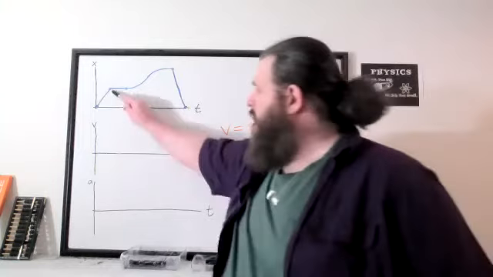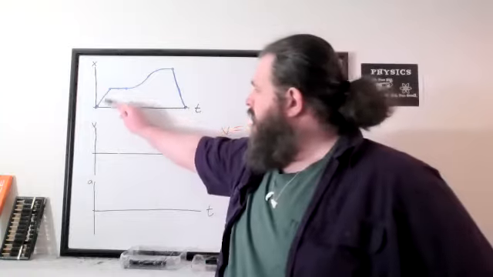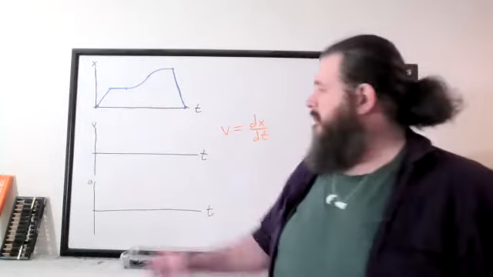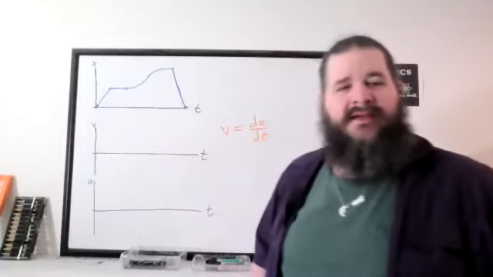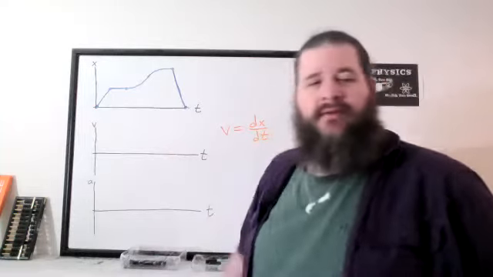During that first period of time, the slope is constant positive. So since during this first period of time, the position graph has a positive constant slope, that means during that first period of time, the velocity has to have a positive constant value. The velocity is just going to be a flat line for that short period of time.